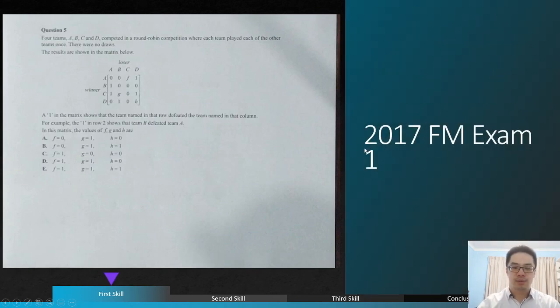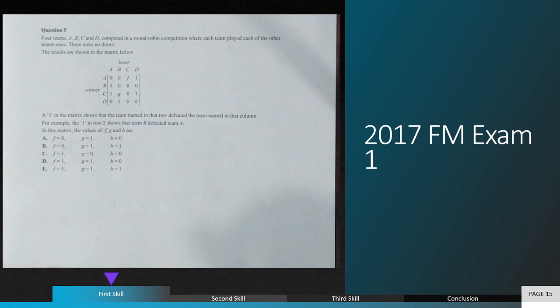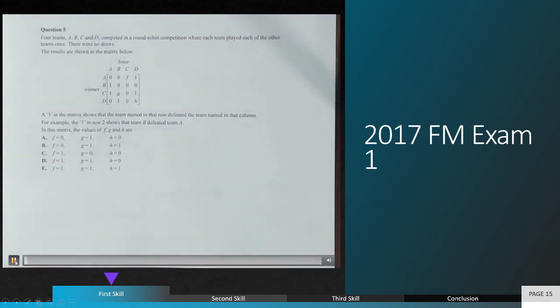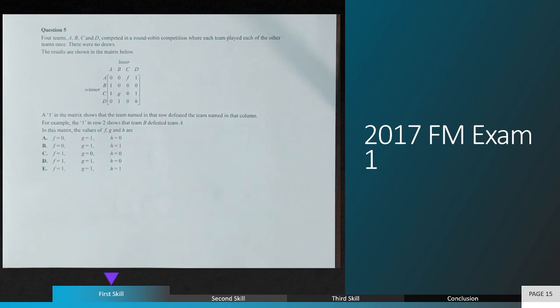2017 Further Maths Exam 1. Hi, so this question is 2017 Further Maths Exam 1, question 5. 4 teams, A, B, C, and D, competed in a round-robin competition where each team plays each of the other teams once. There are no draws. The results are shown in the matrix below. A 1 in the matrix shows that the team named in that row defeated the team named in that column. For example, the 1 in row 2 shows that team B defeated team A.